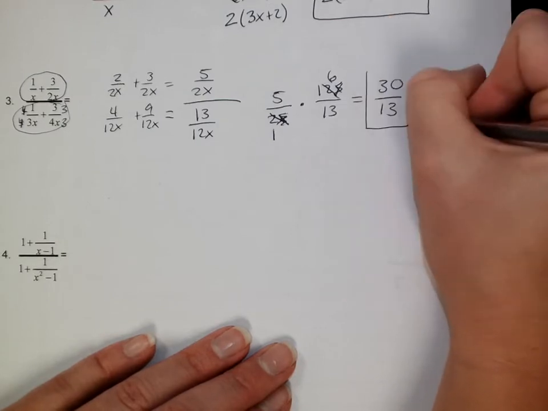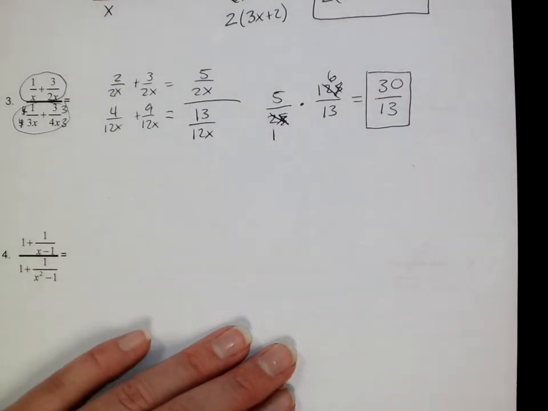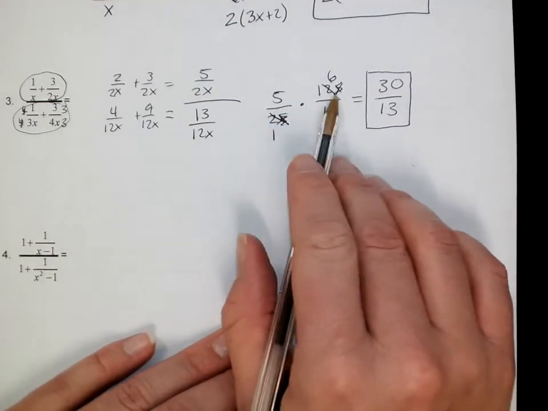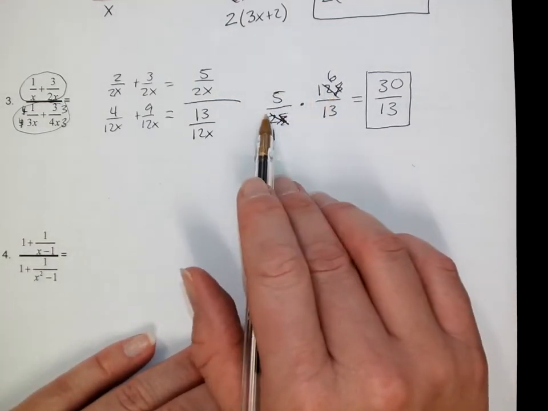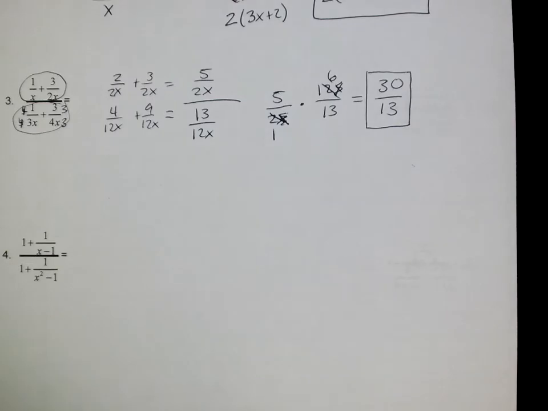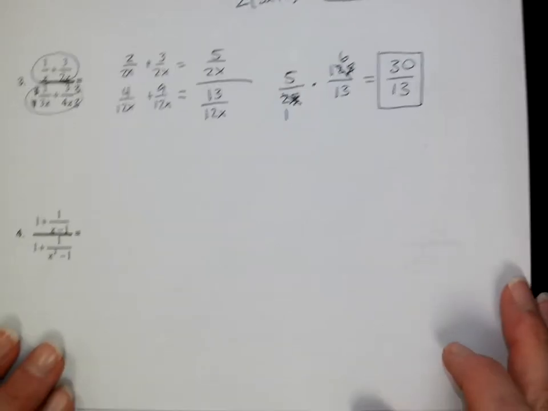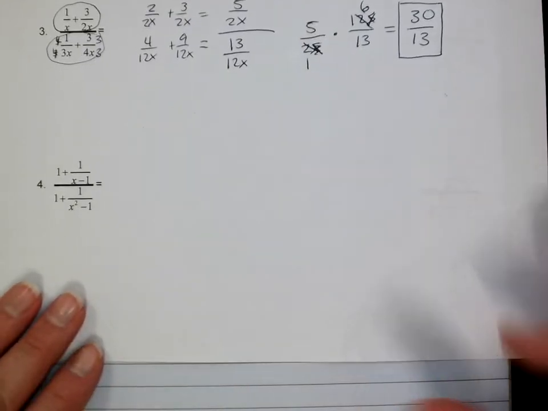Now, if you skipped that step and right here you couldn't reduce it, you wanted to multiply straight across the top first, then straight across the bottom, then reduce, that would work just fine. You just would probably have an answer at the end that could be reduced further. Okay. So same thing here in question number 4.